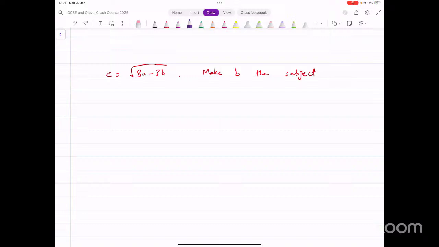When you square both sides, on the left side, you get c squared. On the right side, you have 8a minus 3b. And now you have to isolate this b, remember. Now, it's negative right now. Since you want it to be positive as well, it's a good idea to take it to the left side. So that gives you 3b equal to 8a minus c squared. And now divide by 3, and that gives you 8a minus c squared divided by 3. This is b as the subject.